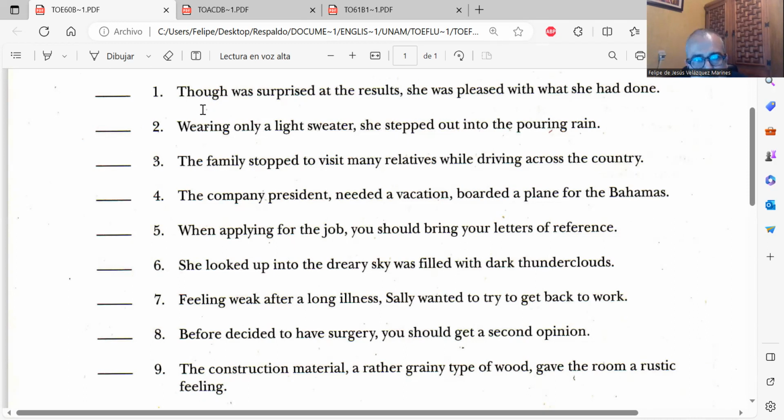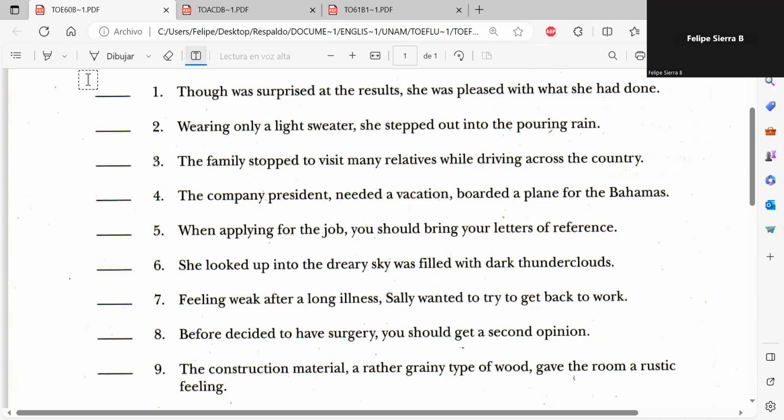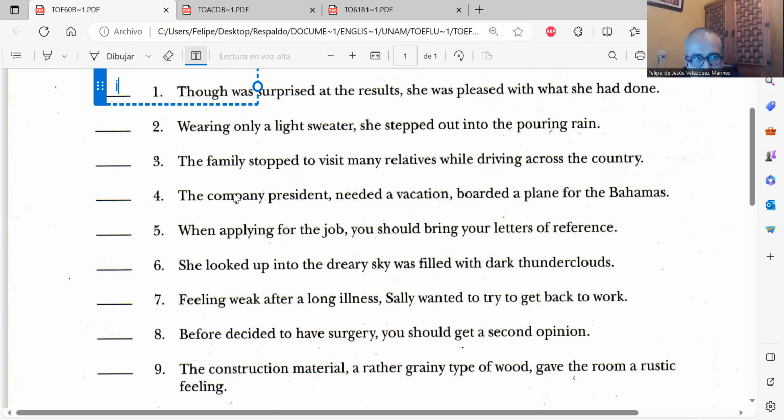Okay, Melina, no, Felipe, number one. Though surprised at the results, she was pleased with what she had done. Correct or incorrect? It is incorrect. Yes. We have the two verbs at both sides. So it says, though surprised at the results, she was pleased with what she had done. Though surprised. Melina.